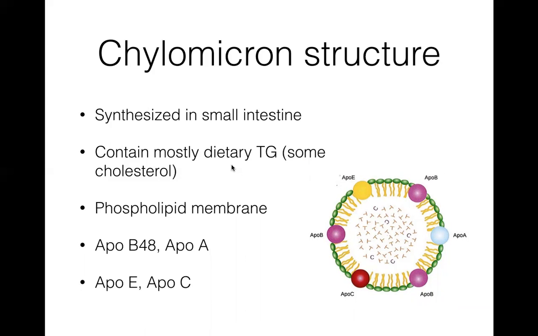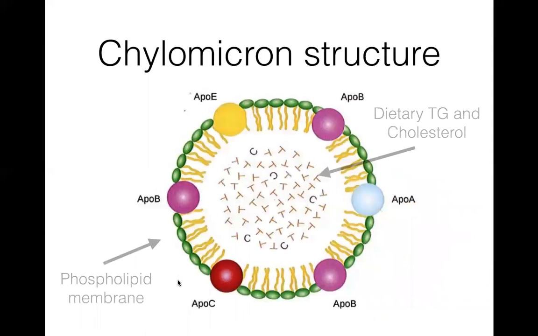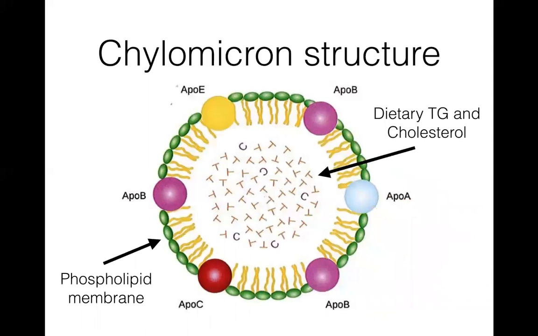And just like what we have reviewed earlier, it's covered by phospholipid membrane, and embedded on it are the different apoproteins, namely ApoB48, ApoA, ApoE, and ApoC. So in this schematic diagram, we can see now the structure of a chylomicron. In its core, you will find dietary triglycerides predominantly, and some cholesterol.